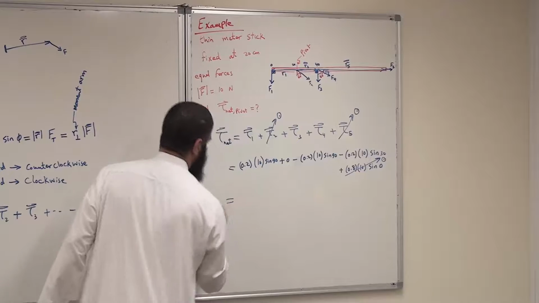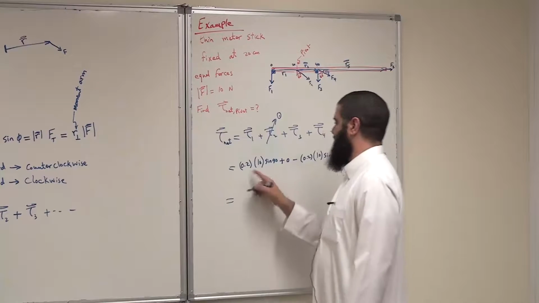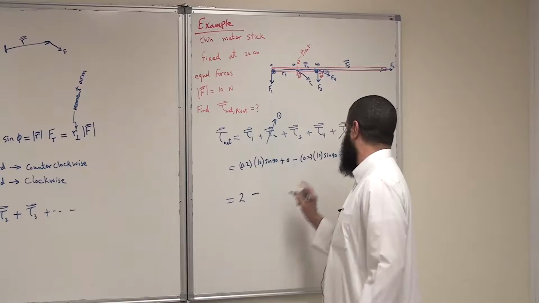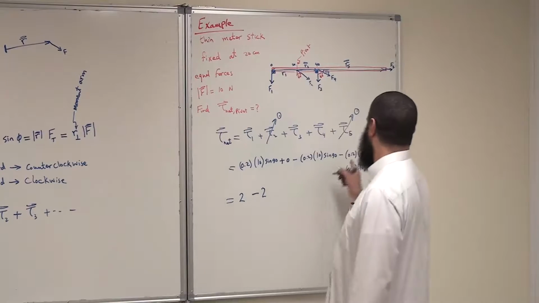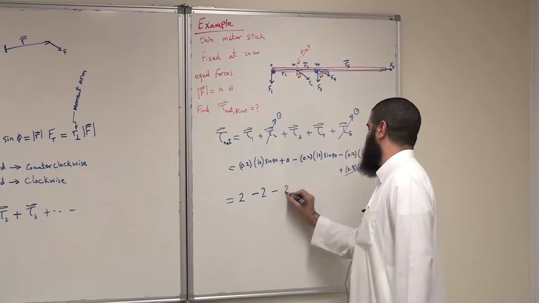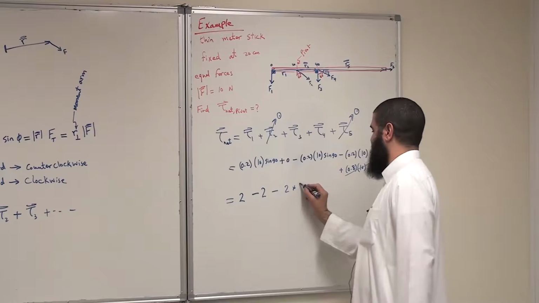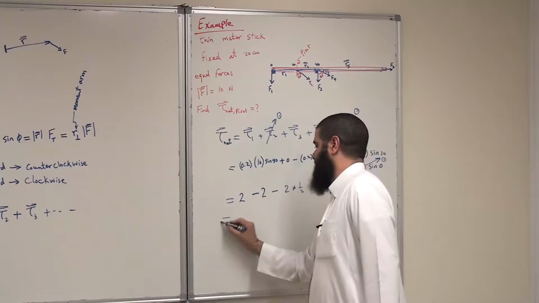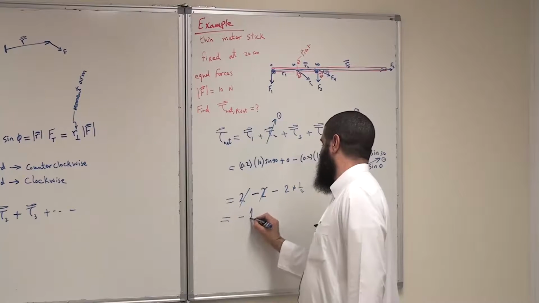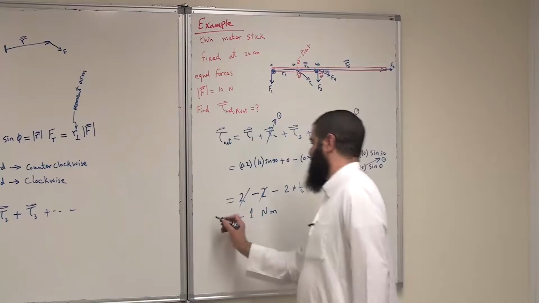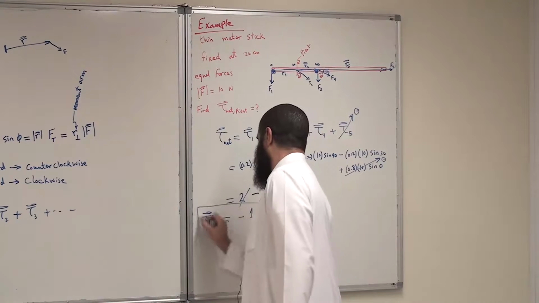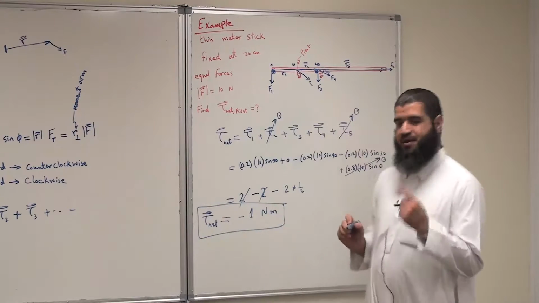So let me add these numbers. This will be 0.2 multiplied by 10, so this is 2, minus, this also will be 2 multiplied by sine 30, which is 1/2, so this is 1. Okay, this cancels that, and I am left with minus 1 Newton meter. This is the net torque. So the net torque has a magnitude of 1 Newton meter.